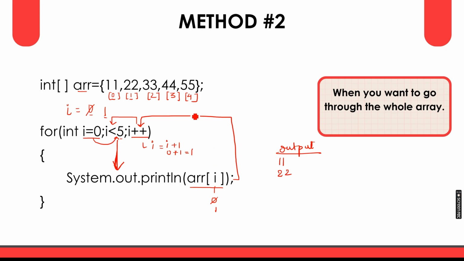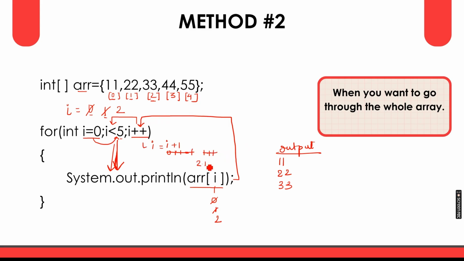After this line, we'll go back to the updation part. I was 1. Now it will become 1 plus 1, that is 2. So I is 2 now. Is 2 less than 5? Yes. Enter the loop. Array of 2 now. Index 2 stores 33. After this, go back to the updation part.